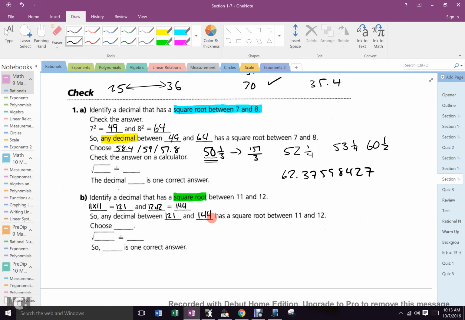Austin? 140. That would work. Somebody give me another one. 138. Now somebody give me a decimal. Harmeet. 138.56. Somebody give me another decimal. Kian. Good. Somebody give me a fraction.